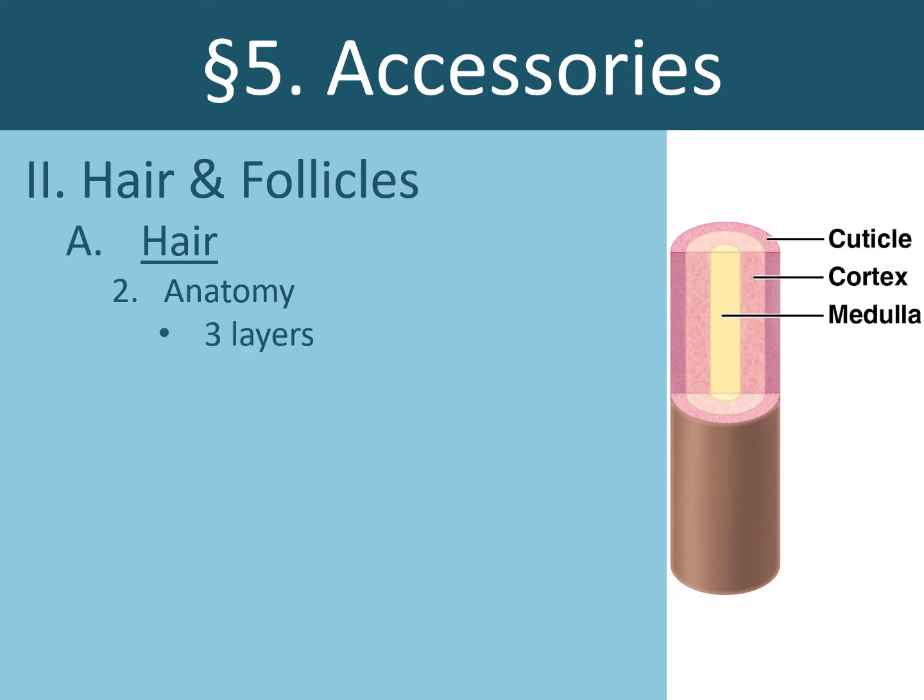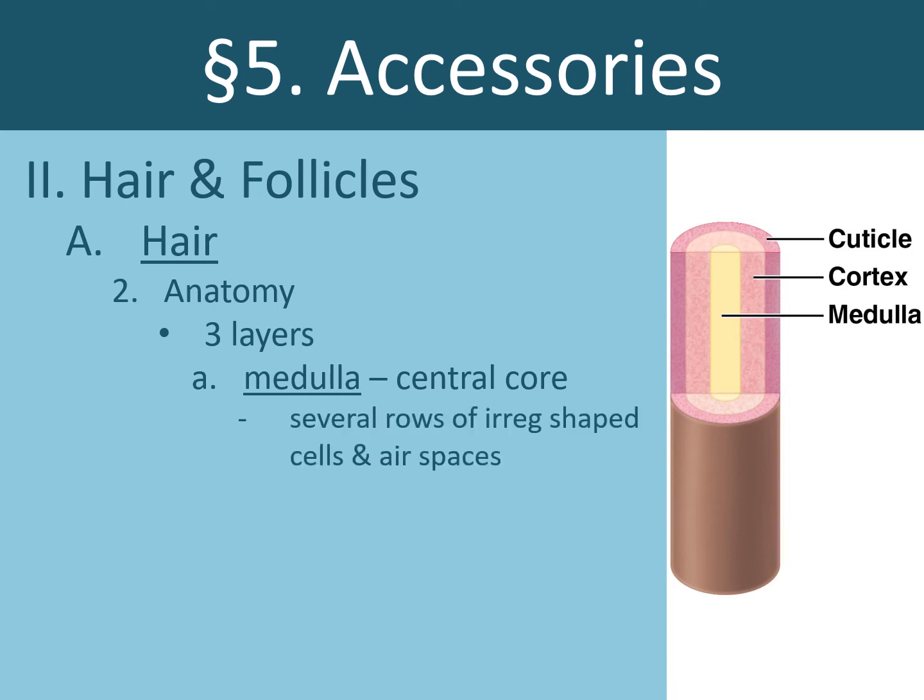Our hair is divided into 3 distinct layers. Let's begin with the medulla. Medulla means middle, and thus the medulla is the central core of the hair. The medulla is made up of several rows of irregularly shaped cells and associated air spaces. Surrounding the medulla is the cortex. The bulk of our hair is composed of cortex.